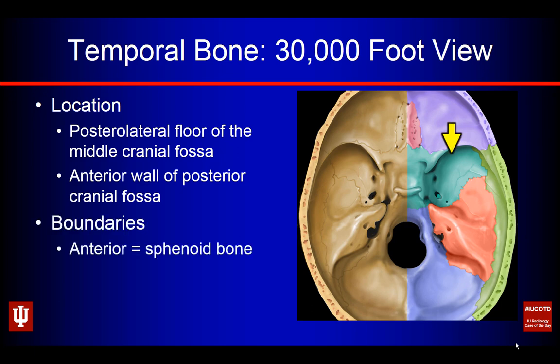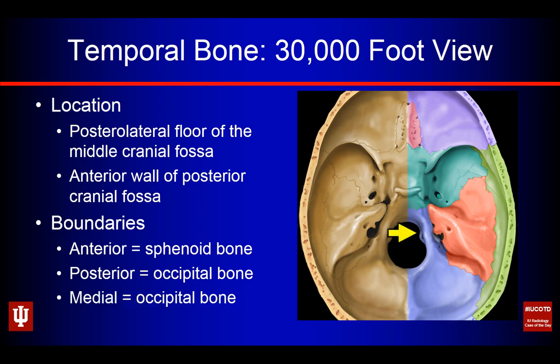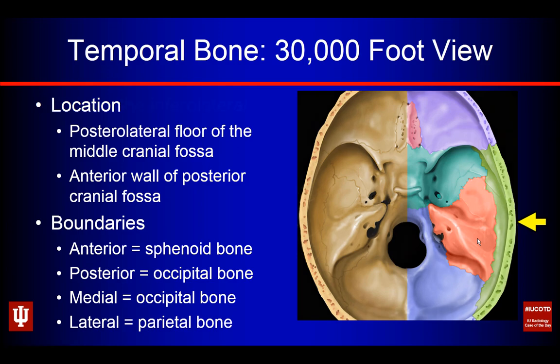And anteriorly, you can see that it's bounded by the sphenoid bone in this greenish turquoise color. And posteriorly, it's bounded by the occipital bone. Along its medial margin, you can see it's bounded by the occipital bone as well, denoted here by the yellow arrow. And then out laterally, it's bounded by the parietal bone. So again, it's this pyramidal bone that's found making up that posterolateral floor of the middle cranial fossa in this salmony color here.